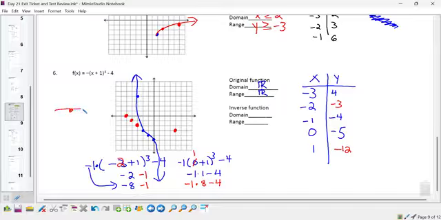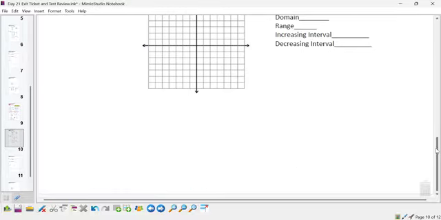So this graph is going to look, and I don't need to restrict its domain because the inverse is a function without any restriction. Remember, a parabola, when I flip a parabola over the line y equals x, kind of becomes like a C, and that's not a function. Okay, moving on.